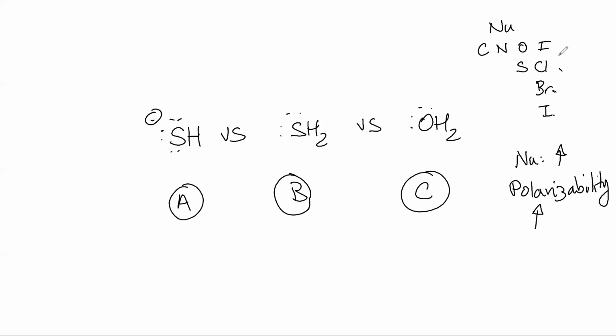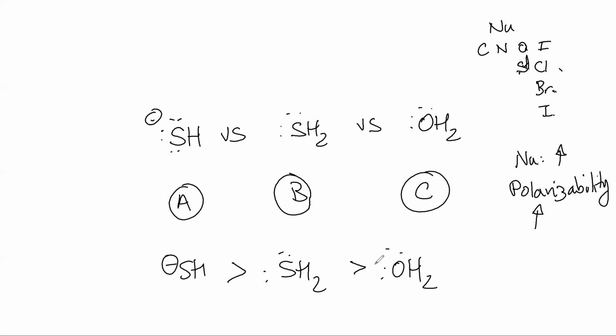So if you're comparing sulfur to oxygen, anything with a negative charge is typically a better nucleophile than something without a negative charge. So SH minus is going to be better than SH2. And then sulfur is going to be a better nucleophile than oxygen because it's lower on the periodic table. So this would be better than, say, water.